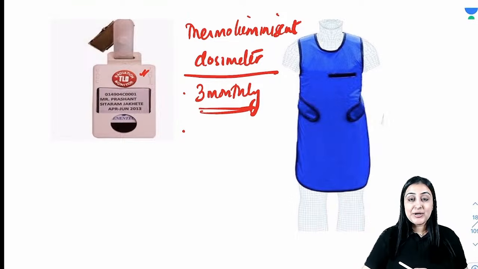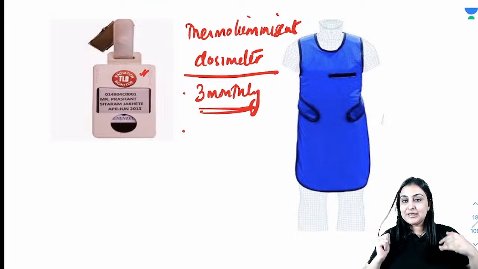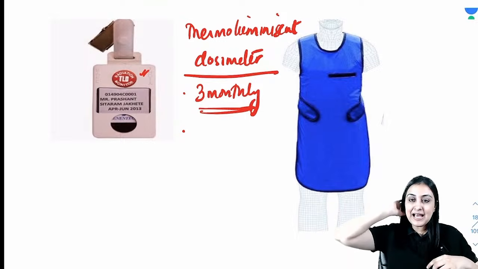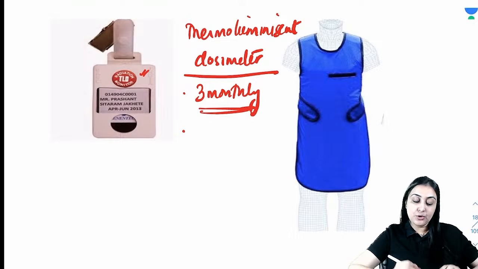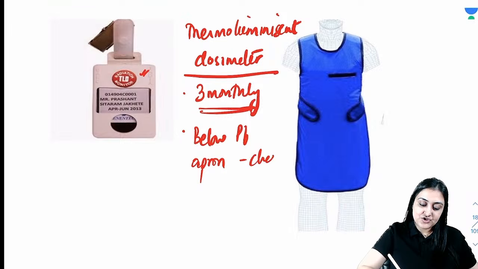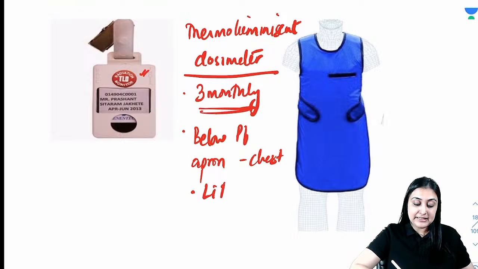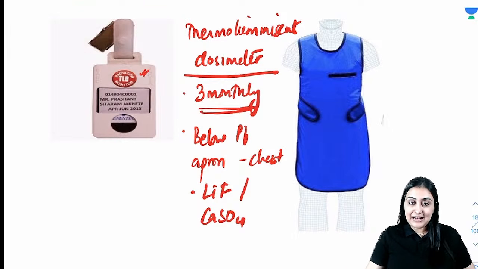The other question, where do you wear it? So do I wear it above the lead apron or below the lead apron? Obviously I want to see how much I'm getting exposed to, so below, right? So this is worn at chest level below the lead apron. So below the lead apron at chest level. Second, what do we use? So we can use lithium fluoride or calcium sulfate. What is cheaper? Calcium sulfate is cheaper. So what do you think we use in India? We use calcium sulfate. Okay.